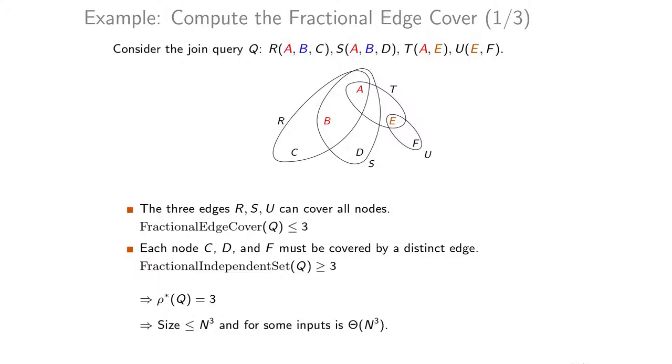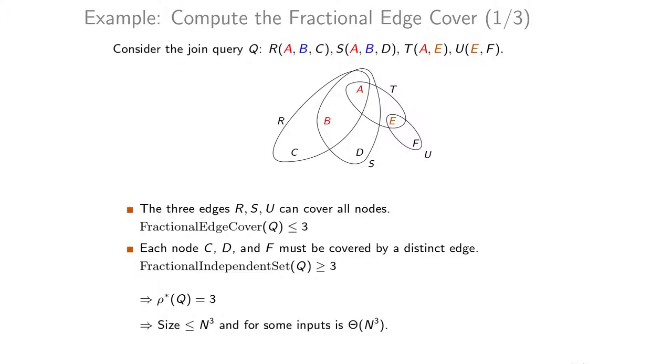So once we dealt with that part of the hypergraph, if we look at the other part, A is covered, only E and F remain uncovered. So we can just associate a weight of 1 to U, and we are done. So rho star, the fractional edge cover number in this case, will be 3. Because for the hyperedge T, we can give a weight of 0, because both E and A are covered enough.